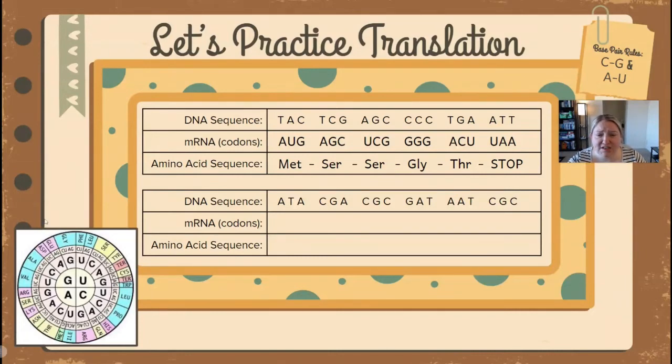So then you have G, G, G, that's glycine. Then you have A, C, U, that's threonine. And then we get to our U, A, A. And in this one, it doesn't actually tell us to stop, but typically this means stop. So in the one that you have in your notes, it does tell you stop. And that's where you stop.